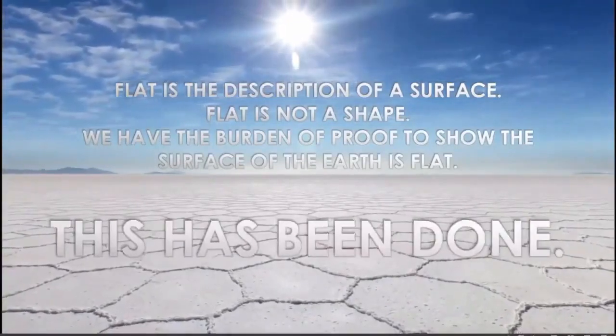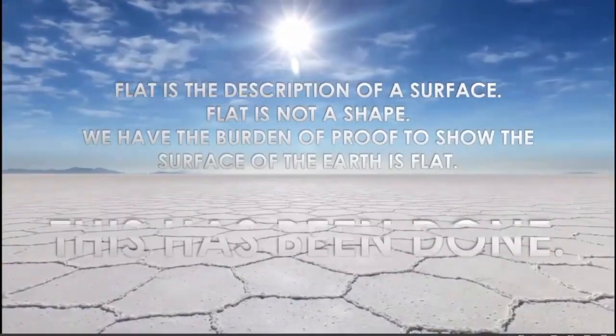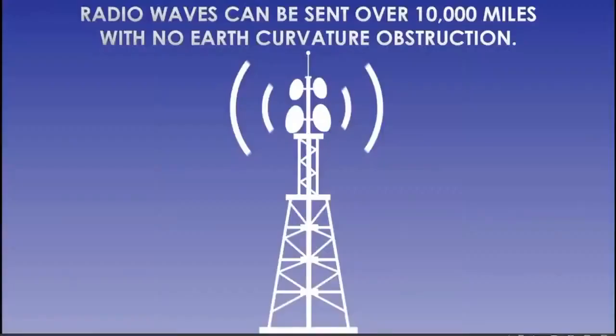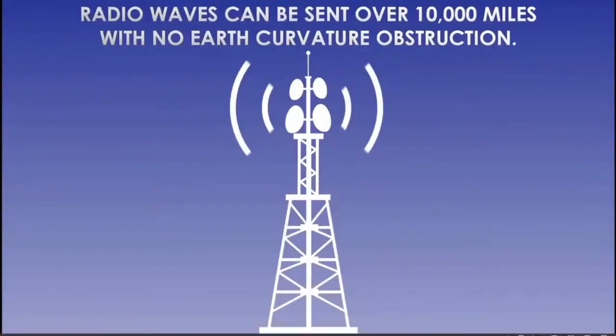Okay, so we have the burden of proof to show that the surface of the Earth is flat, and this has been done. Let's check it out. Radio waves can be sent over 10,000 miles with no Earth curvature obstruction. When this was first done, they said, oh, it bounced off the ionosphere. That's why it went past the curvature of the Earth. They claim that nothing over 40 megahertz can go through the ionosphere.